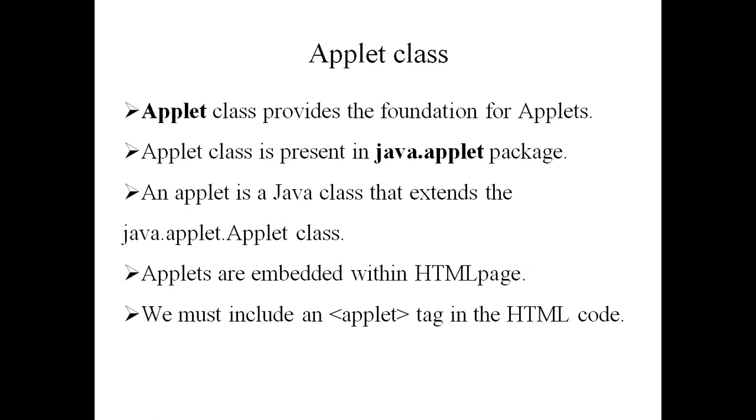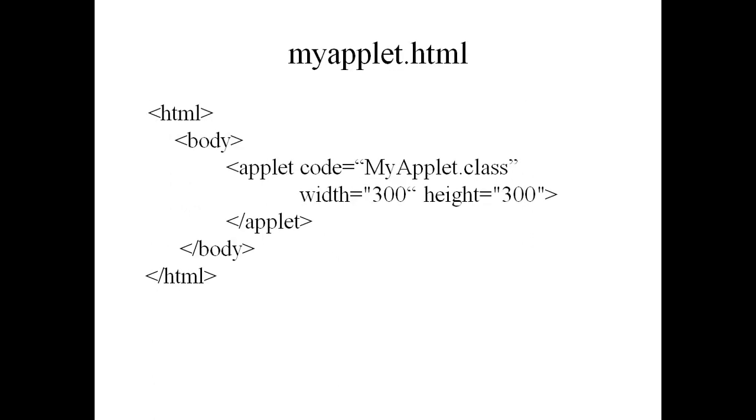So to include an applet in HTML code, we must write an applet tag. An applet tag is defined for defining the HTML page for an applet. Now this is how the HTML page looks for an applet. So we are going to embed our applet program inside this HTML page. So this is the structure of the HTML code.